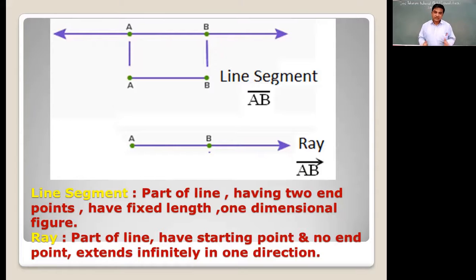So this is a ray. A ray is a part of a line having a starting point and no end point, and it extends infinitely in one direction. Here the point A of the ray AB is known as the starting point or the origin, and it will extend in the direction of B endlessly. This is known as a ray.